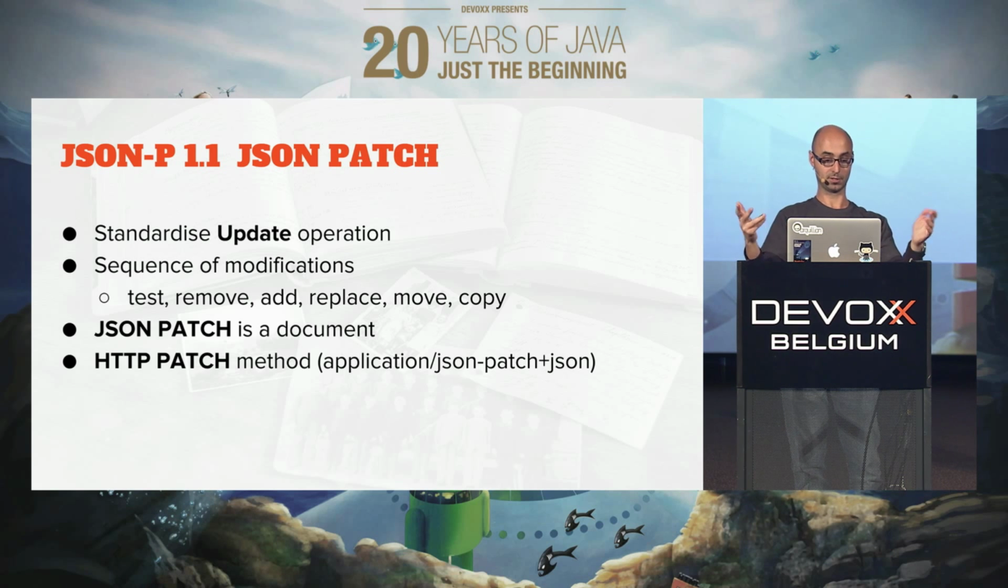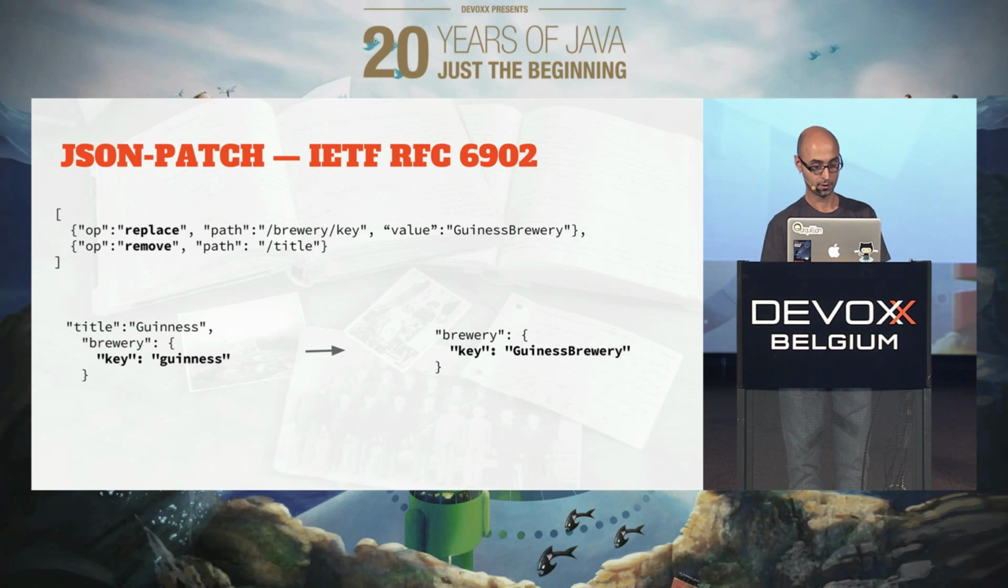Also, JSON Patch is a JSON document, so we are not using another format rather than JSON. And it's quite important to notice that there is also an HTTP method, which is HTTP PATCH, with the media type application/json-patch+json. This is the media type that you need to use if you want to use patch. So you can still use put if you want, but yeah, patch is also correct.